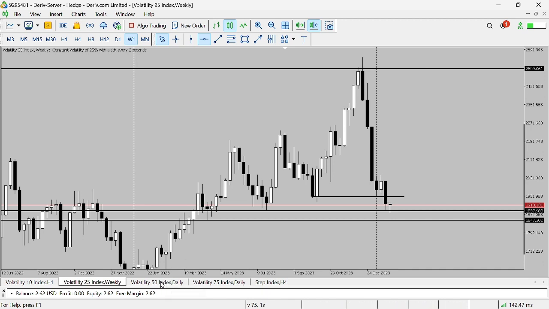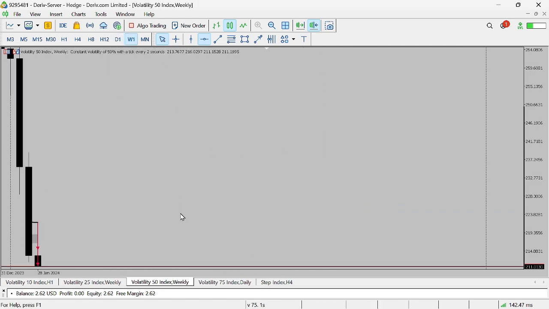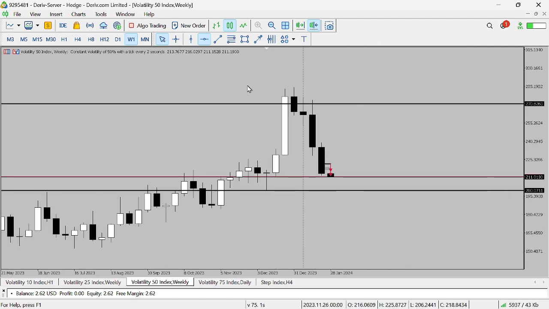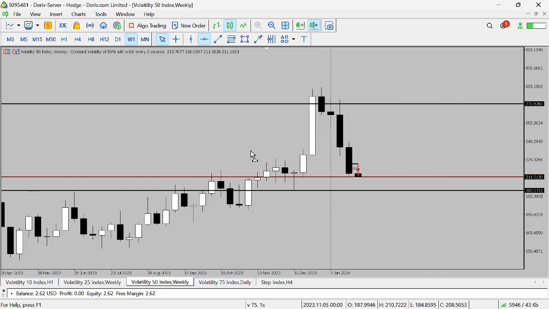All right, so let's continue. Let's do this 50. With 50 top-down analysis, I'm going to start from the weekly chart. In terms of market structure, what is the direction? On the weekly, it's still bullish. Okay, very good.